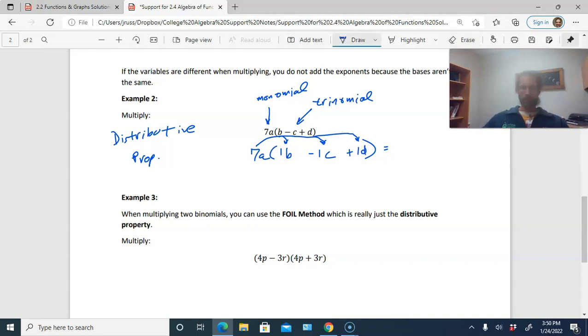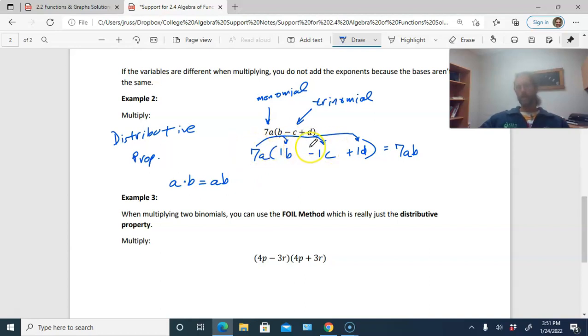So 1d. Okay, so when I start, I've got a 7a times 1b. So you'll multiply the 7 and the 1 and get 7. And then you'll multiply the a and the b together. Well, these two are different. Okay, so we will not add their exponents. In fact, since they're different, guys, we just write it ab. So we get 7ab, and then we distribute to the second term.